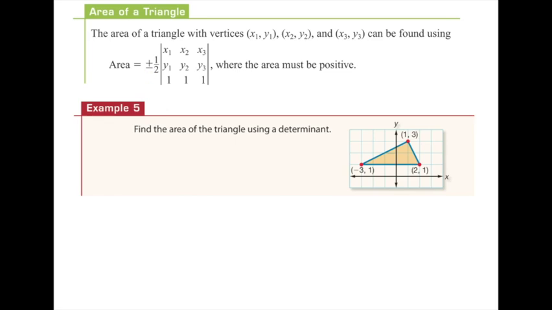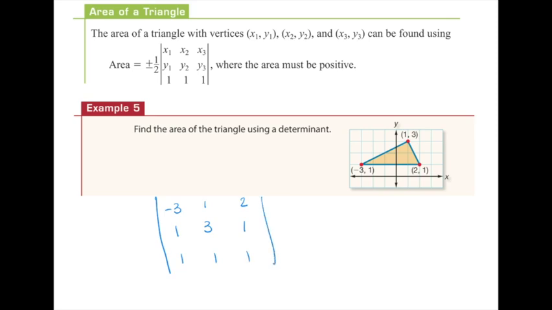Here's the thing. The reason it's positive or negative is because area is always positive. So if your determinant is positive, you're going to just divide by 2. If your determinant is negative, you're going to divide by -2, because your area of a triangle must always be positive. And so if I were to do this one, I would just set up a 3 by 3. My x's are -3, and my y is 1. My x here is 1, my y is 3. My x here is 2, my y is 1. All right, so I have my 3 x's and y's, and then my bottom row is always going to be a 1.